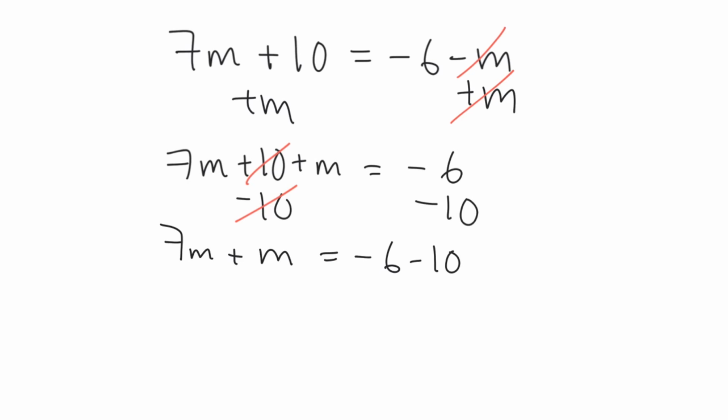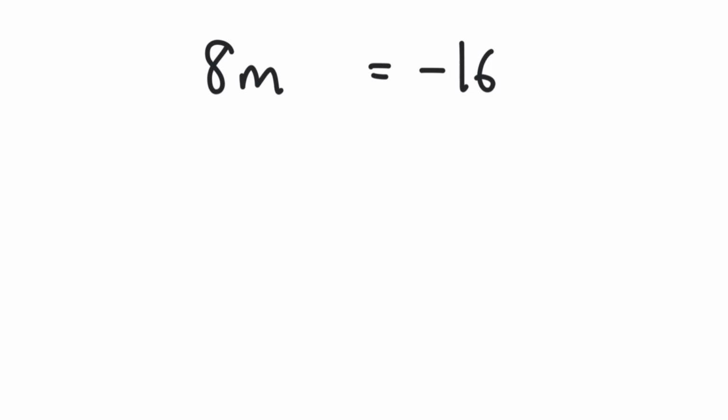On the left side, add the coefficients of the m's to get that 7m plus m is equal to 8m, and on the right side, compute negative 6 subtract 10, which is equal to negative 16. Now the m, which we are trying to solve for, is being multiplied by 8. So in order to get the m by itself, we need to divide both sides of the equation by 8.